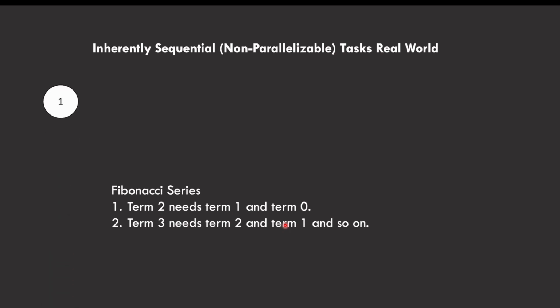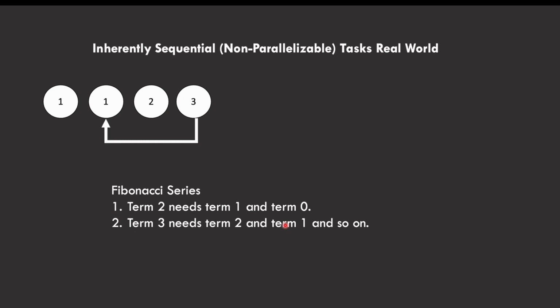Here we have the first term, which is 1, the second term which is also 1, these two are constants. Then we have 2 which is the sum of the previous two ones, and then the next term is 3 which is the sum of the second term and the third term, right? And this goes on forever. There's no limit to it. It can go as much as you want. This is one prime example of sequential tasks.